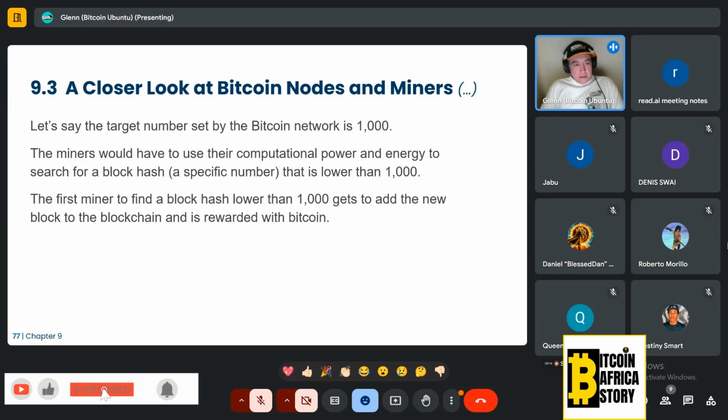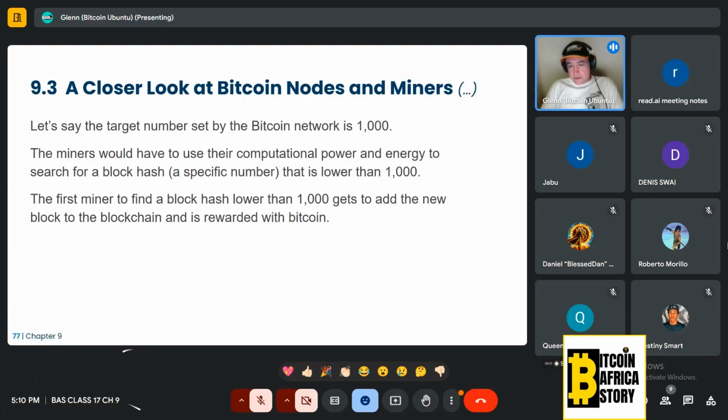So let's say the target number set by the Bitcoin network is 1,000. The miners would have to use their computational power and energy to search for a block hash, a specific number that is lower than 1,000. The first miner to find a block hash lower than 1,000 gets to add the new block to the blockchain and is rewarded with Bitcoin.